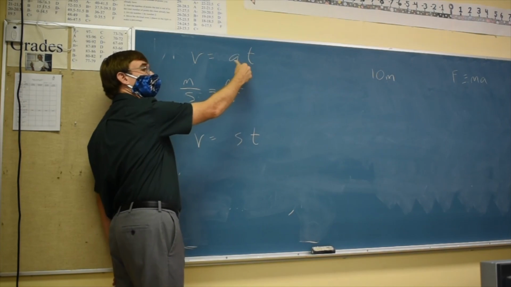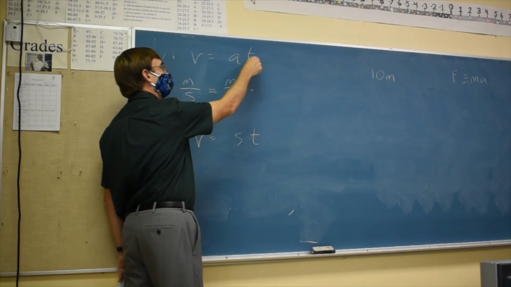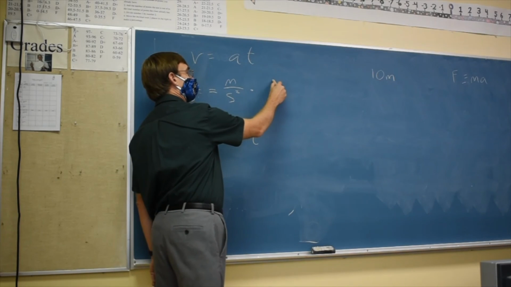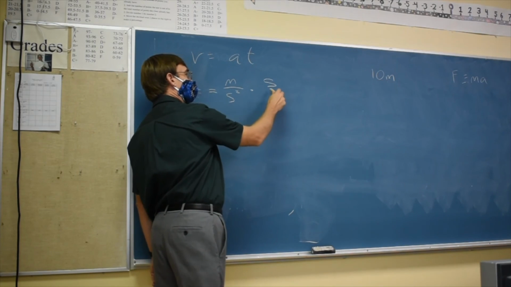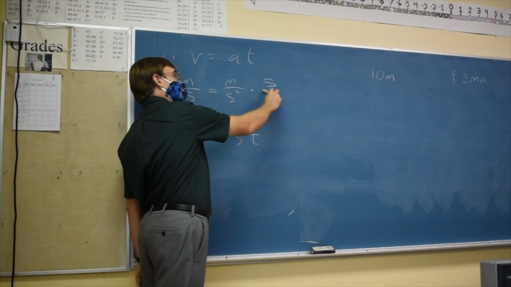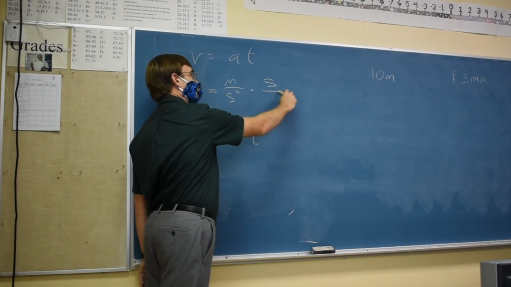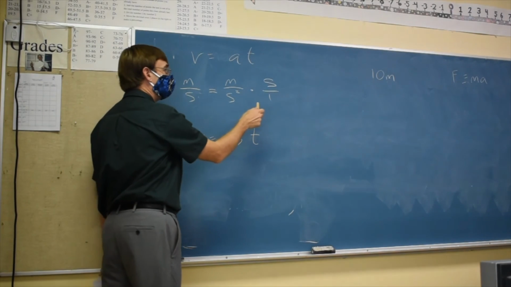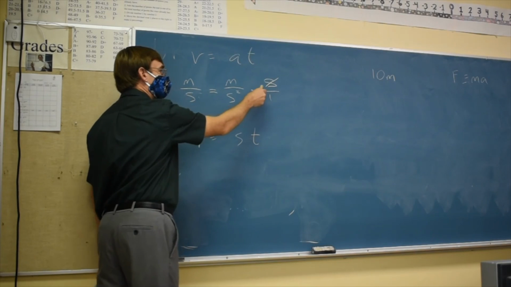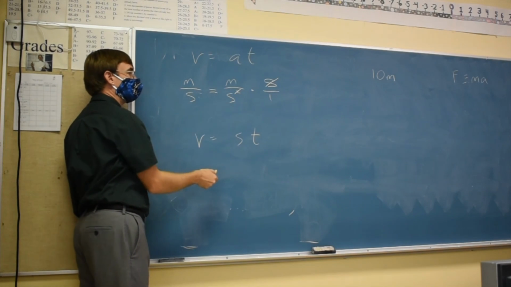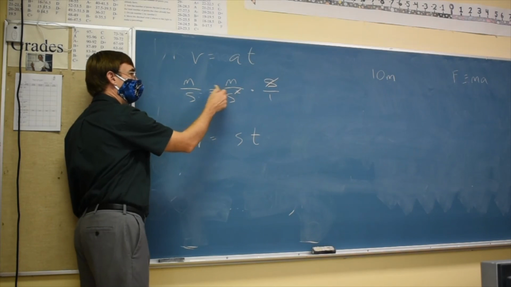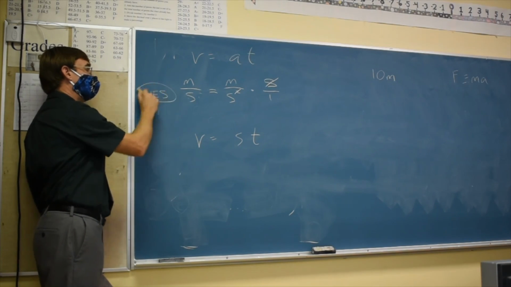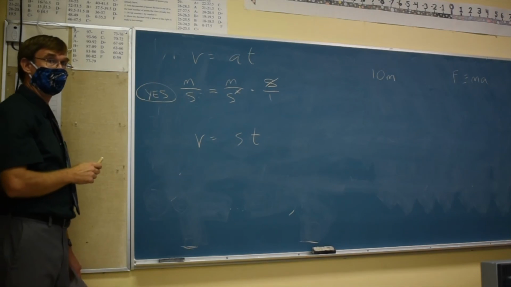What are those letters doing to each other? Multiplying. t stands for time. Time is measured with seconds. And if you want to make this a little more fraction friendly, you could write it on top of a 1. Did any of those units cancel at all? Yeah. One of those seconds can cancel one of those 2 seconds. And if we cancel them, do those units agree with each other? Yes. So that equation, yes, is dimensionally correct.